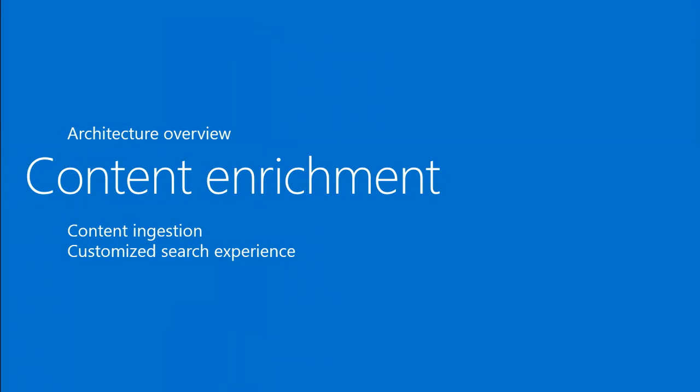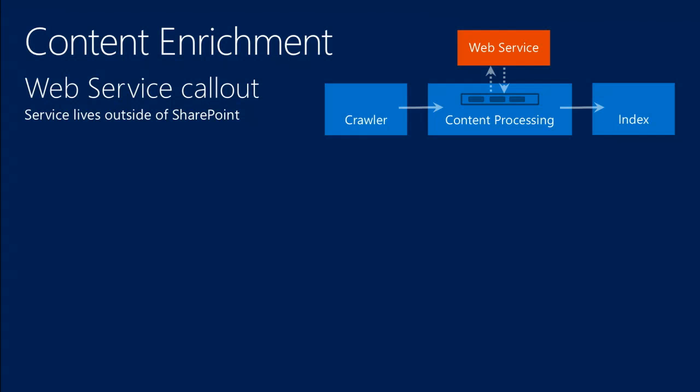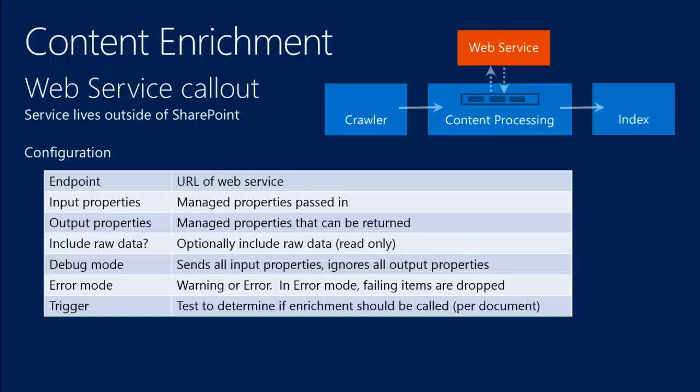All right, so now we're going to jump over to content enrichment. Content enrichment, as I mentioned, is a web service call-out. And we're going to look at the configuration. The two main important parameters are the list of input properties and output properties to the web service. You set up what parameters are transferred over, so you don't transfer all the data to the web service. And the same way, you set up what properties are coming back from the web service.